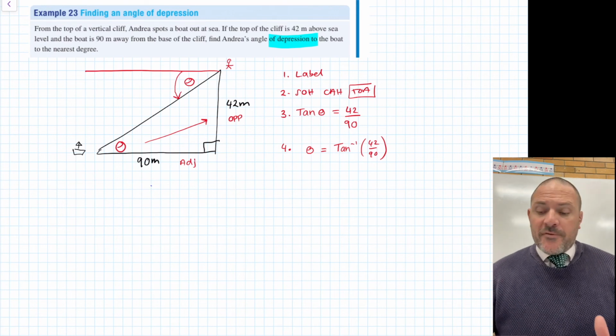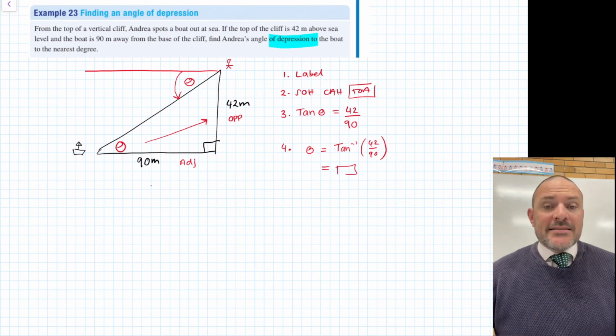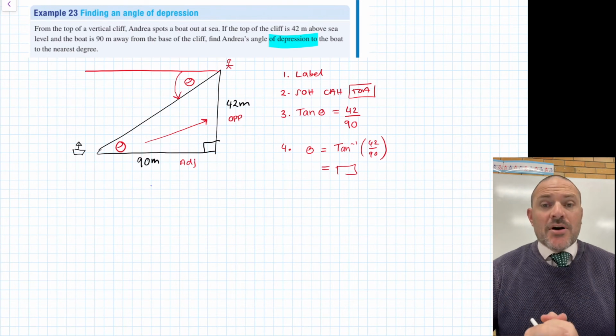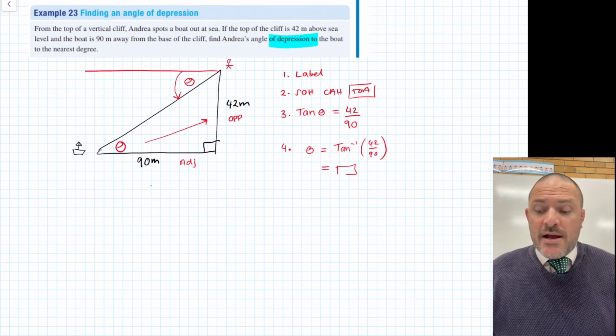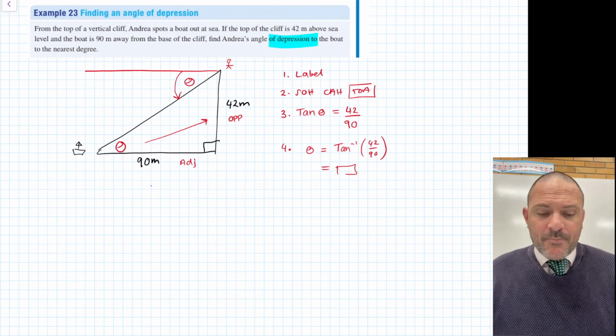Now, once I've done that, of course, you're going to get an answer, and it's going to be most likely a decimal. My last step is going back to the question and answering the question. What is the angle of depression to the nearest degree? So we round it to the nearest whole number, and that's your answer. Again, have a chat to the people around you. Just make sure that you compare your answer to ensure you got the correct one, because I don't have my calculator to calculate it, so I apologize again.